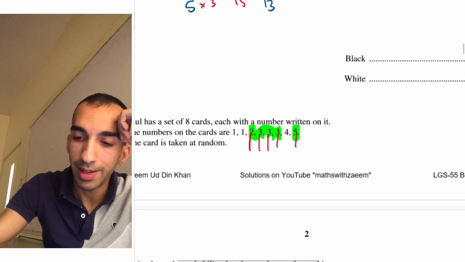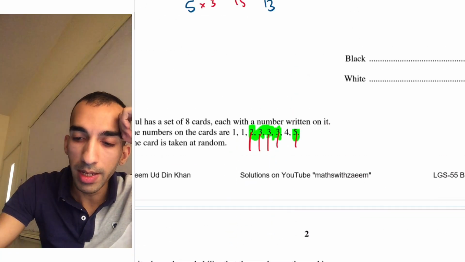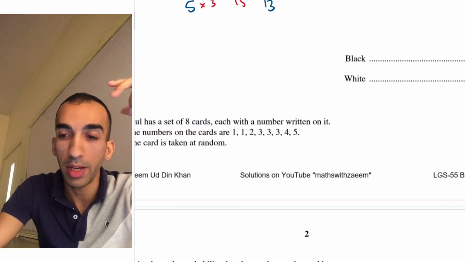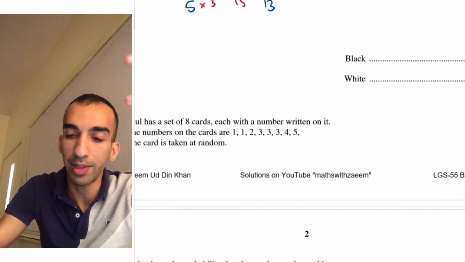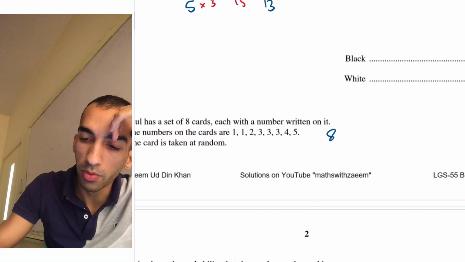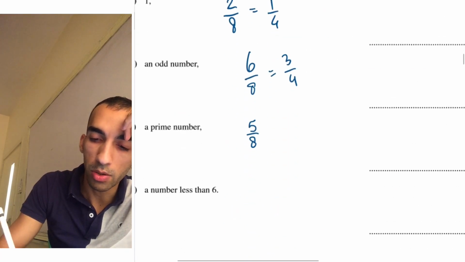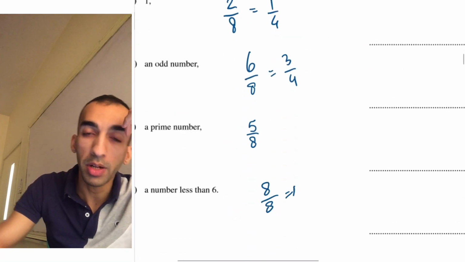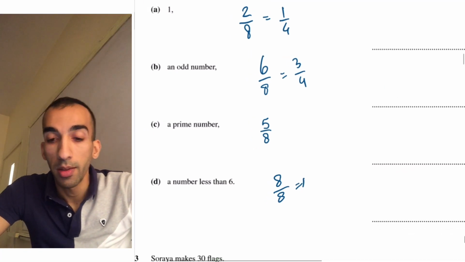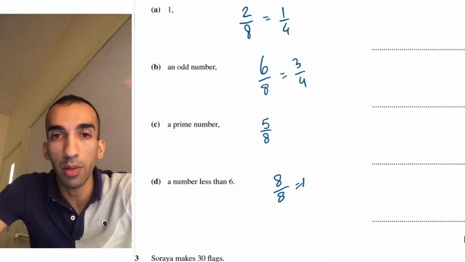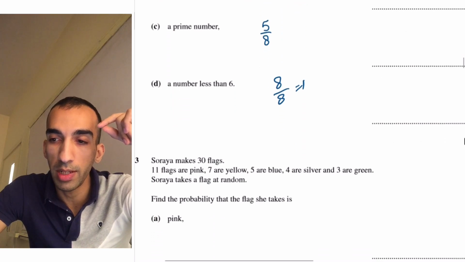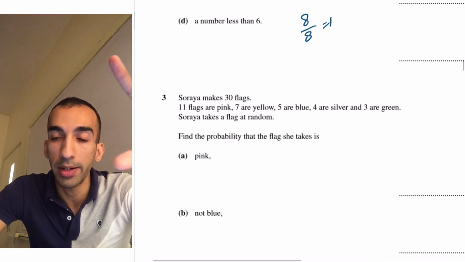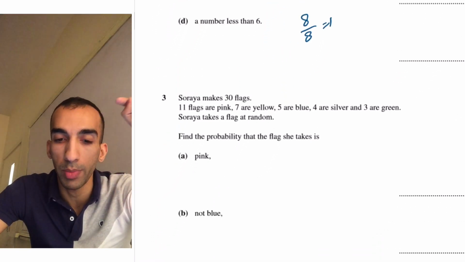And a number less than 6. Any number that you select out of these 8 cards is going to be less than 6. So the answer for that part is going to be 8 out of 8. Because that's 100% for sure. That's what we discussed. Probability scale is something that we discussed in the first part of this series as well. Go back and look at it if you don't understand what 1 means.